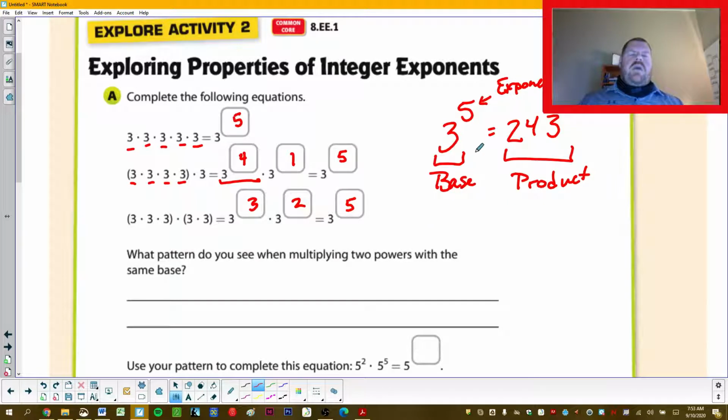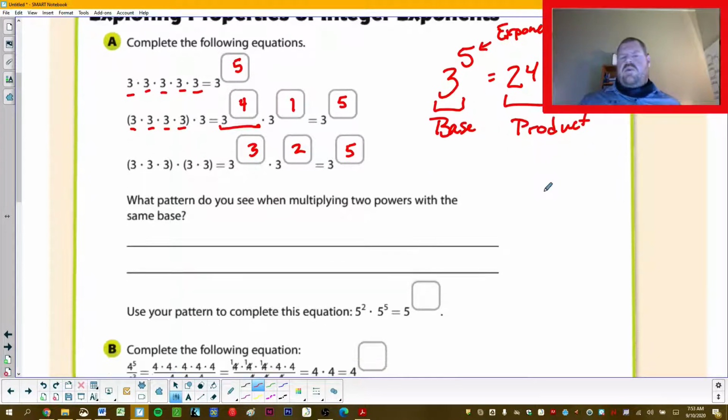All right, so we have base, exponent, and product. Those are the 3 key words. So what pattern do you see when multiplying two numbers with the same base? The base in all of these was 3. And then we kind of split it up into 2 versions of multiplying those exponents together.